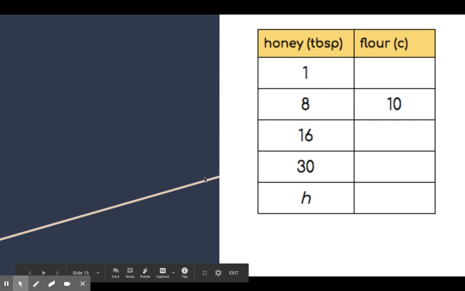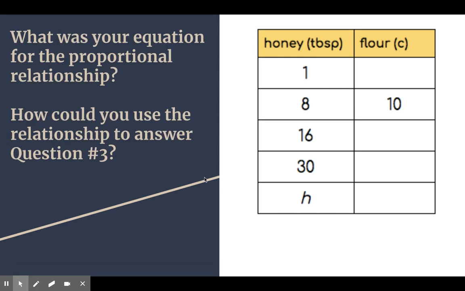So this was a table that was given to us once again, and it says, what was your equation for the proportional relationship? How could you use this relationship to answer number 3? Because we've already gone over the first 2 examples, I'm going to leave this one to you all. It's okay if you don't get this 100% right because I know this can be somewhat difficult. However, I would like to pause the video here and have somebody share out what their equation was for this proportional relationship.